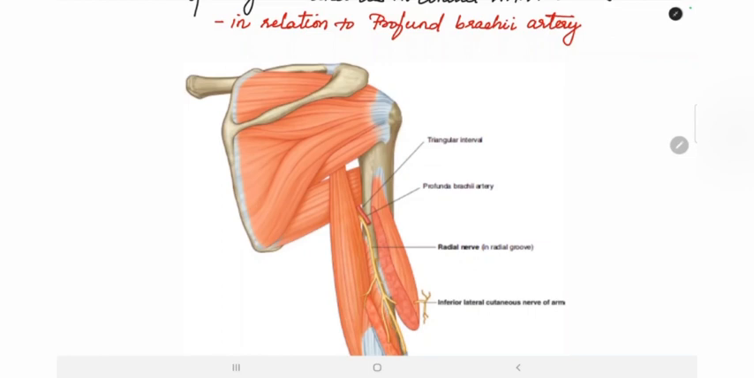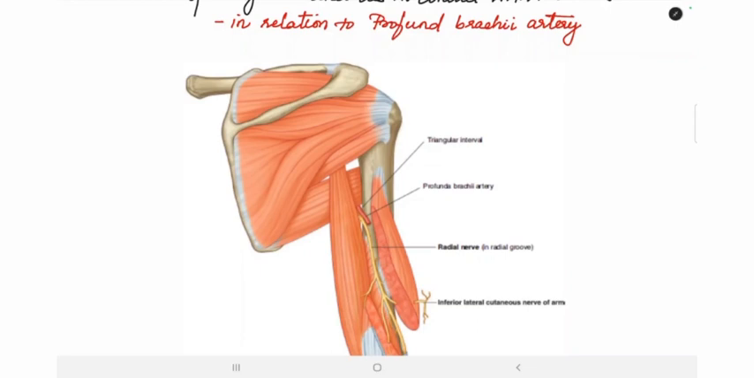So here we have a clinical application. What is it? If there is an injury to the shaft of the humerus, there will be injury to the radial nerve in the spiral groove, or radial groove. While we talk about this, we also need to mention the boundaries of the spiral groove. So where is the spiral groove? It is a groove on the humerus.